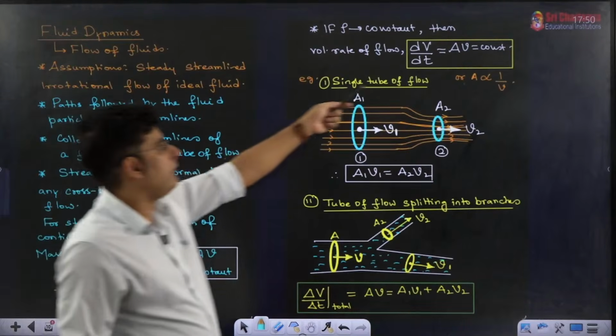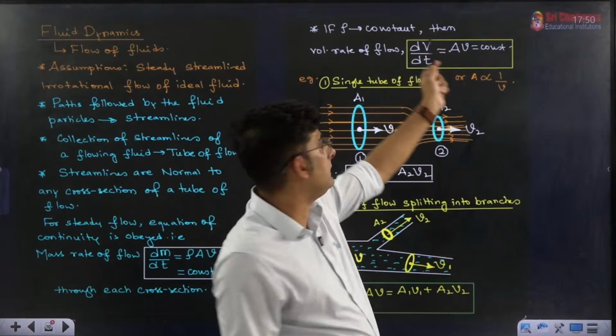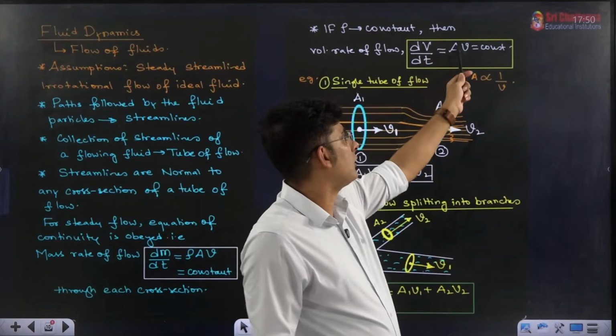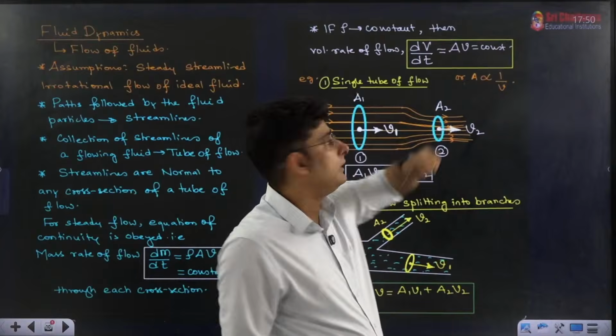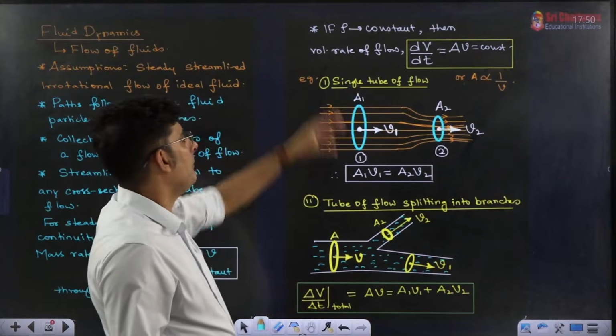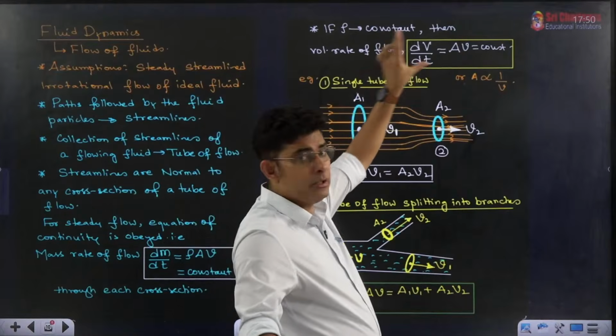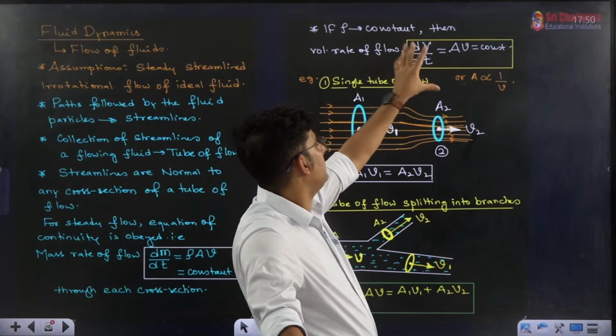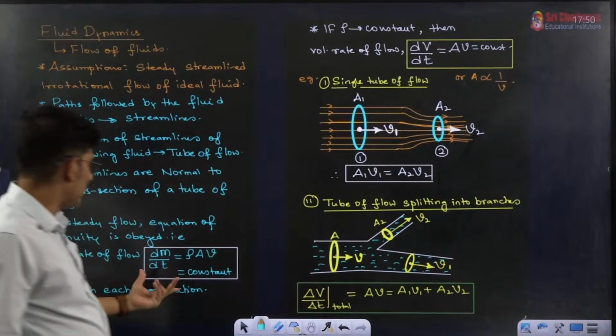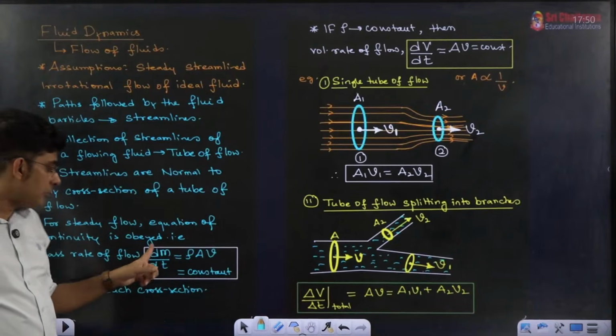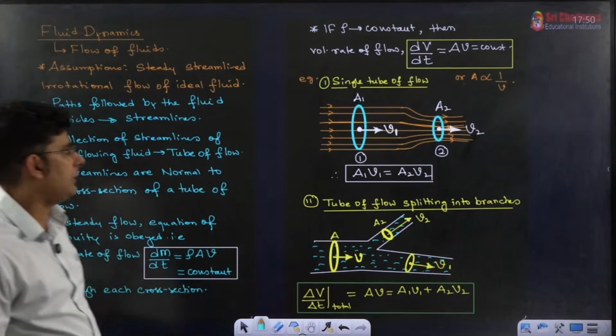What is AV? AV will become the volume rate, dV by dt. Capital V by dt is area of cross section times speed, which will become constant. So AV constant becomes the volume rate of flow, and this is the equation of continuity when the liquid has constant density. And if the density is also changing but steady flow is there, then you will use mass rate as constant, rho AV constant.